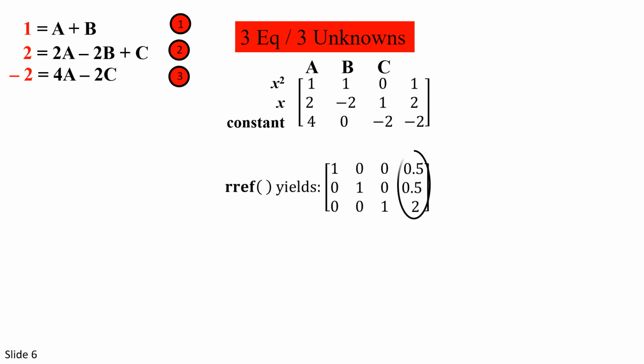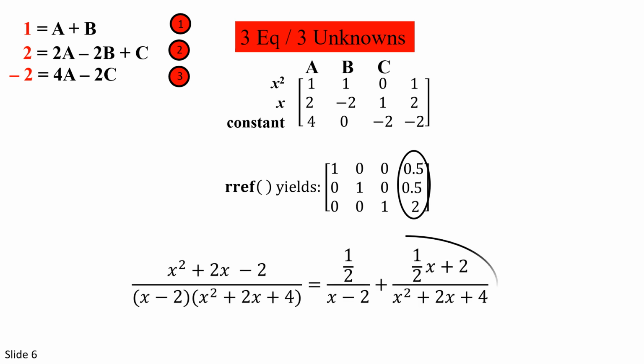Use RREF and it yields 1, 0, 0, 0.5, 0, 1, 0, 0.5, 0, 0, 1, 2. Get that main diagonal of all ones, so we're good. So there we have it. 1/2 over x minus 2 plus 1/2 x plus 2 over x squared plus 2x plus 4.